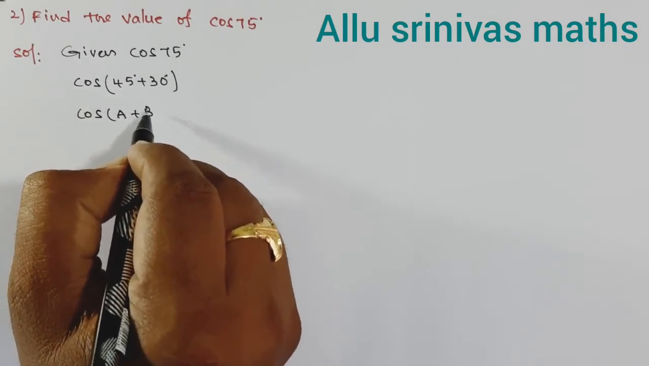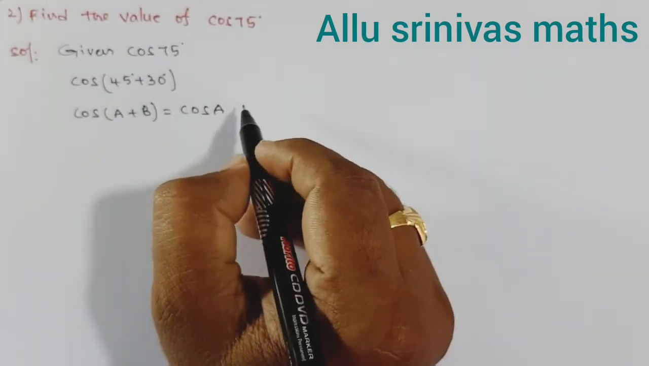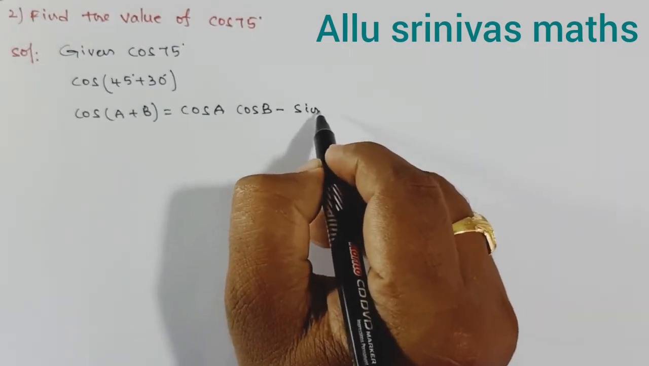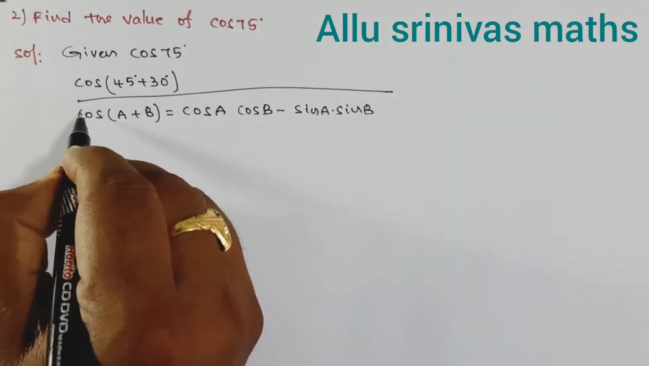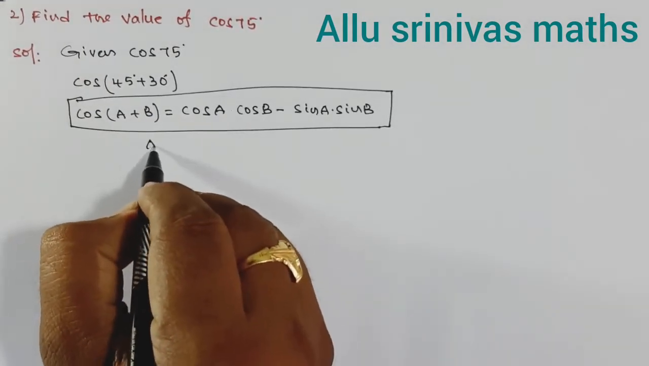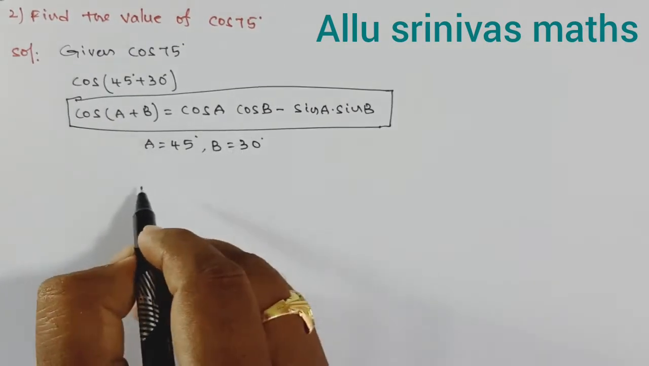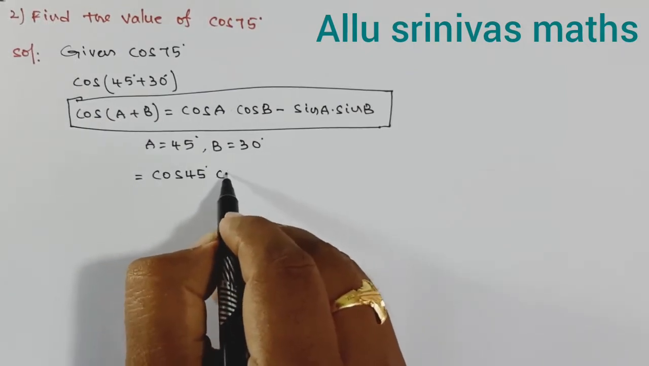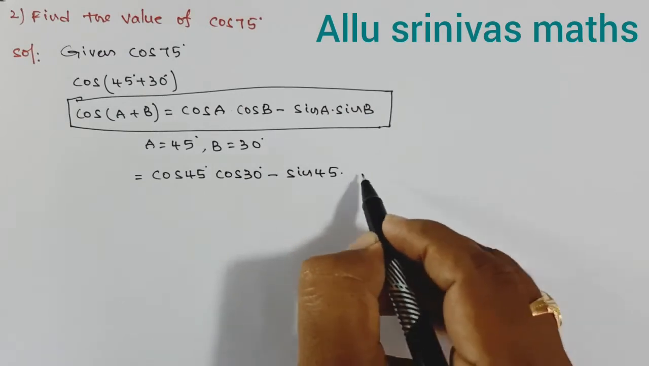The formula of cos of a plus b is cos a cos b minus sin a sin b. This is the standard formula of cos of a plus b in the compound angles chapter. Compared to this, here angle A is 45 degrees and angle B is 30 degrees. These values are substituted in the standard formula: cos 45 degrees into cos 30 degrees minus sin 45 degrees into sin 30 degrees.